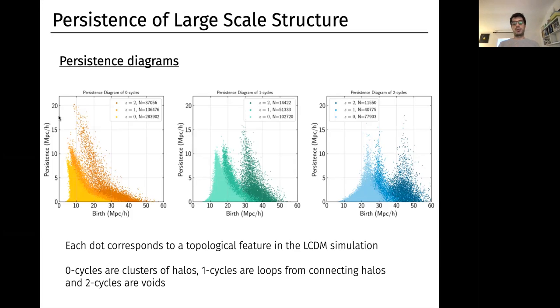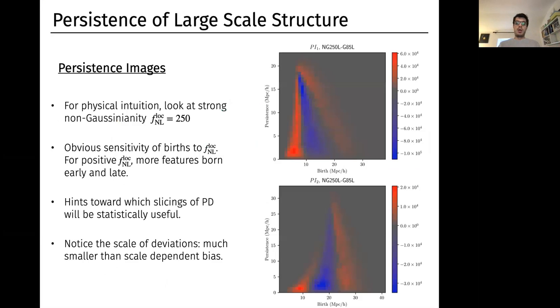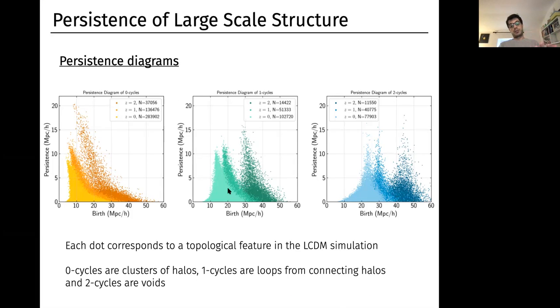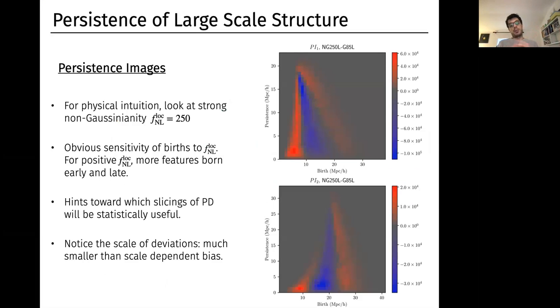One point I want to make is that in order to be sure that we don't trace systematics in the N-body, we cut these diagrams at 5 megaparsec over h. So we don't consider features at smaller scale than that. All right, so one way we can get intuition is by taking diagrams for Gaussian and non-Gaussian and subtracting them. You can build persistent images, which are density plots of these persistent diagrams, and plot the difference between the two, which is what we are doing here for the strong non-Gaussianity case, so that we see very clearly.